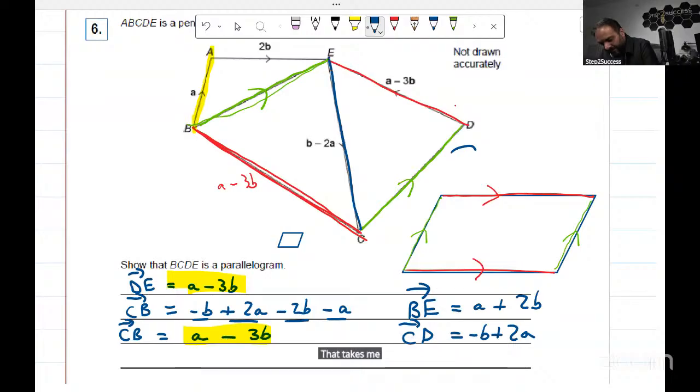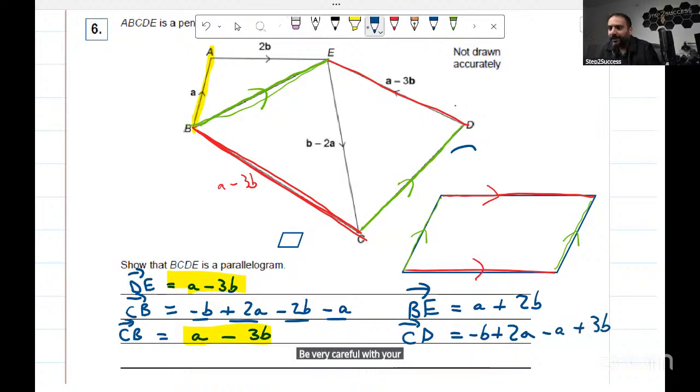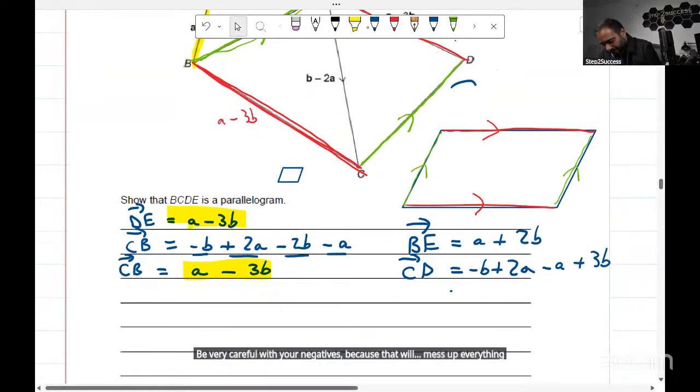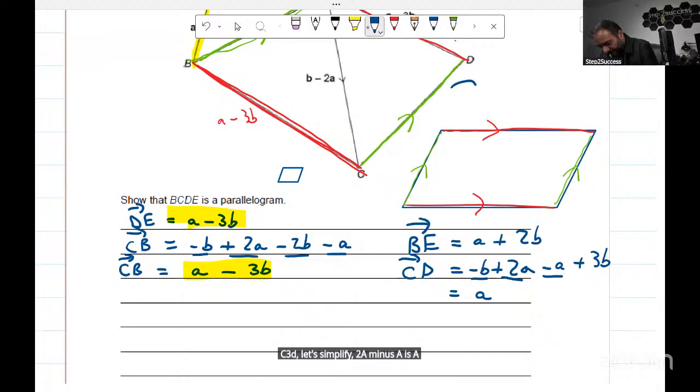That takes me to there. And then I'm going to go this way against the arrow again. So make that negative: minus A plus 3B. Be very careful with your negatives because that will mess up everything. C to D, let's simplify. 2A minus A is A. Minus B plus 3B is plus 2B.